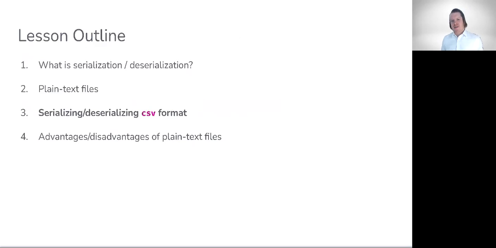So with that brief discussion on plain text files, the delimited format versus the fixed width format, let's get into an example of serializing some actual movie objects from an application to the CSV format. And once we've gone through this, we'll finish up our discussion by reflecting on some potential advantages of using plain text files to store our objects in persistent storage, as well as some disadvantages of doing so.